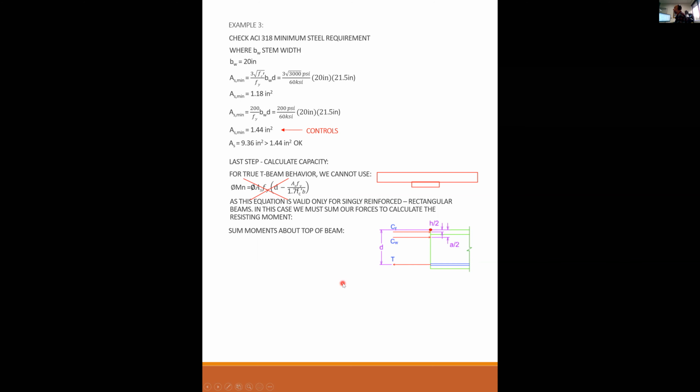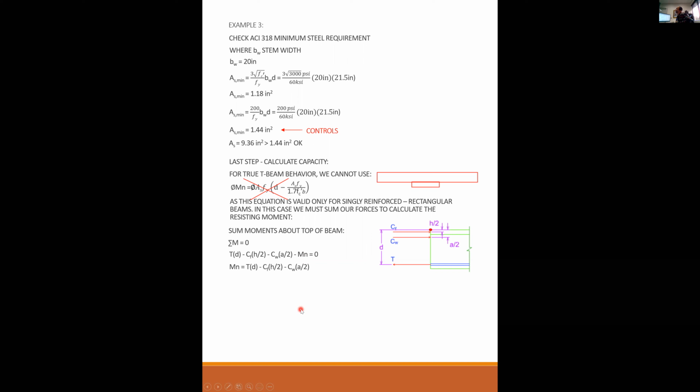Okay? Everybody remember summing your moments from statics and mechanics of materials? So we sum our moments equal to 0. And what we're going to say is if I go clockwise is positive, then T times d is one component. C sub F times h over 2 is going counterclockwise, so that's negative. And C sub W times A over 2 is also counterclockwise, so that's negative. And then the resisting moment that we're solving for is negative.